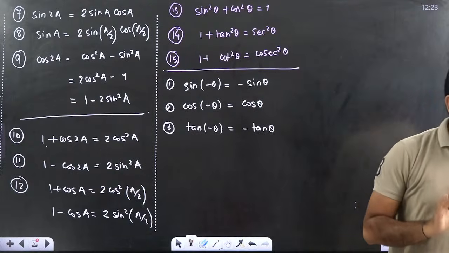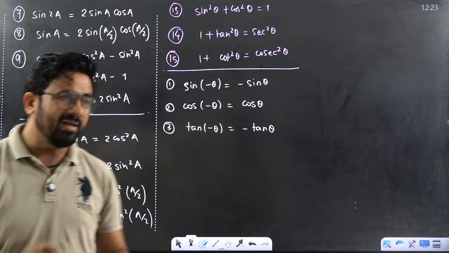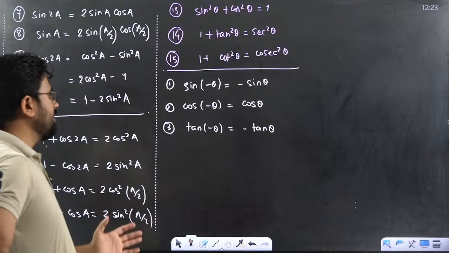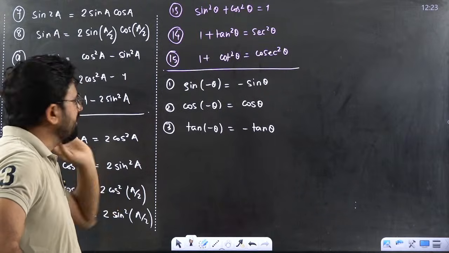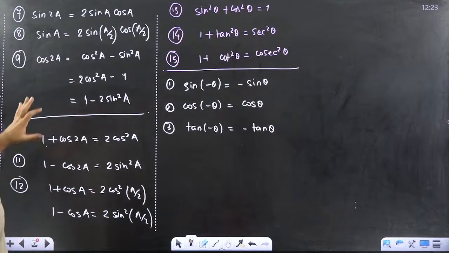Everyone is clear up to here, beta? Please reply in the chat box so that it will be clear to everyone. These are simple formulas, so we can use them to solve different types of problems in our physics. Clear? Okay, these are simple formulas.